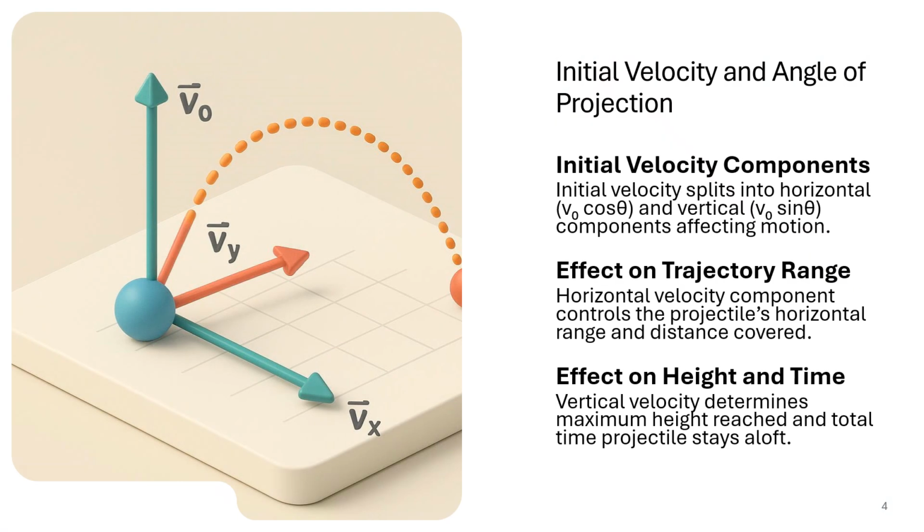So let the projectile be projected with an initial velocity v0 at an angle theta with the horizontal. This initial velocity is resolved into two components: horizontal component v0 cos theta, and vertical component v0 sin theta. So these two components control the entire motion. The horizontal component affects the range, while the vertical component affects height and time of flight.